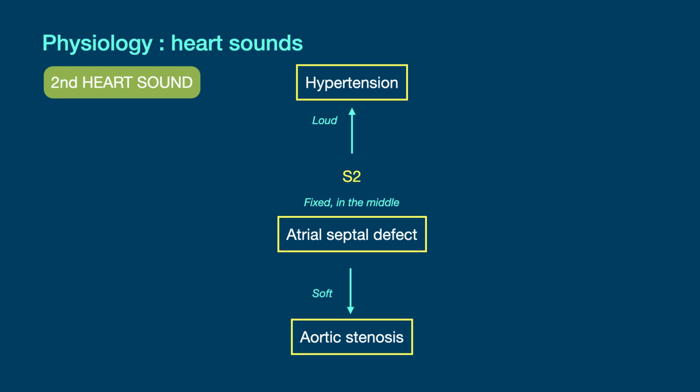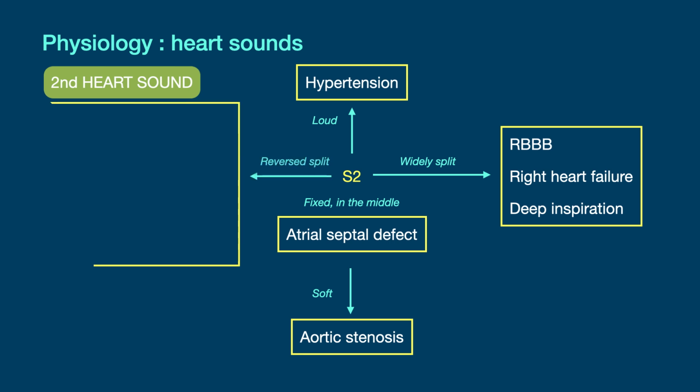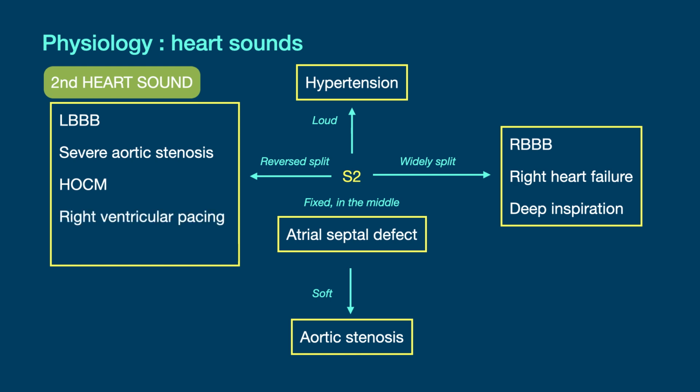A widely split second heart sound is seen in right bundle branch block with heart failure. Right bundle branch block widens the split and the heart failure makes the split fixed. It is also seen in deep inspiration. Causes of a reversed split second heart sound, whereby you hear the P2 occurring before the A2, are left bundle branch block, severe aortic stenosis, hypertrophic obstructive cardiomyopathy, right ventricular pacing, and patent ductus arteriosus.